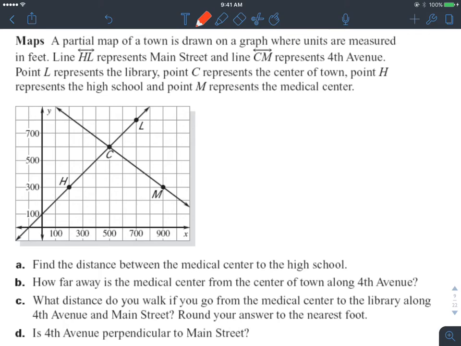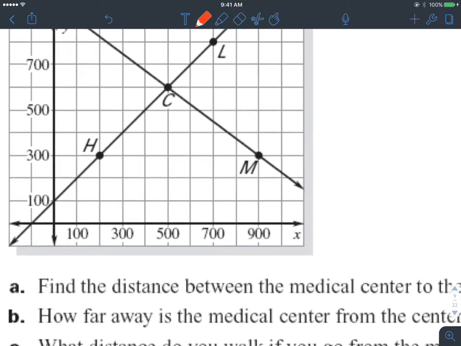Okay, line HL represents Main Street, and CM represents 4th Avenue, and point L represents the library, point C represents the center of town, point H represents the high school, and point M represents the medical center. Find the distance between the medical center and the high school. Okay, so that would be this line right here.